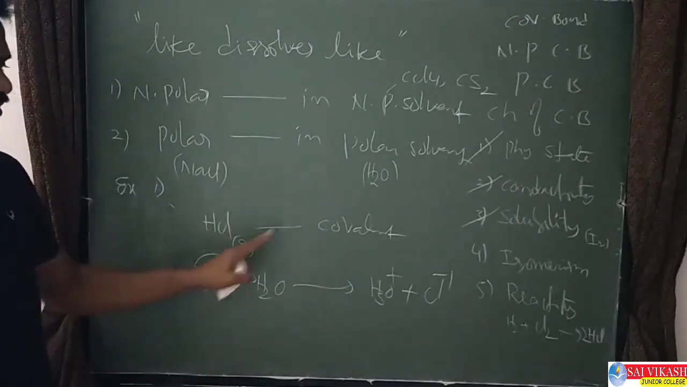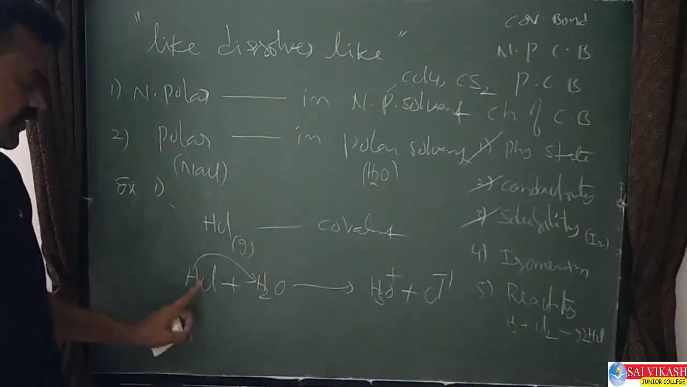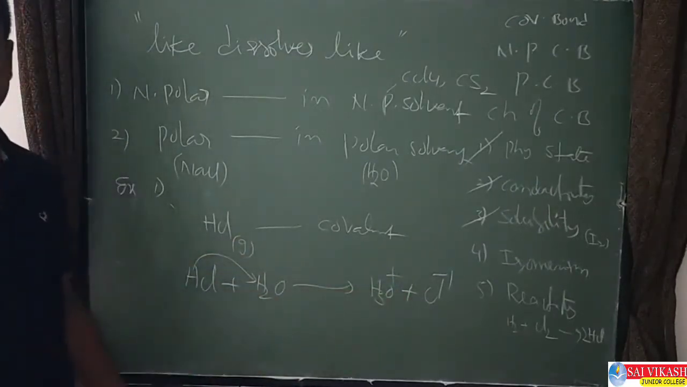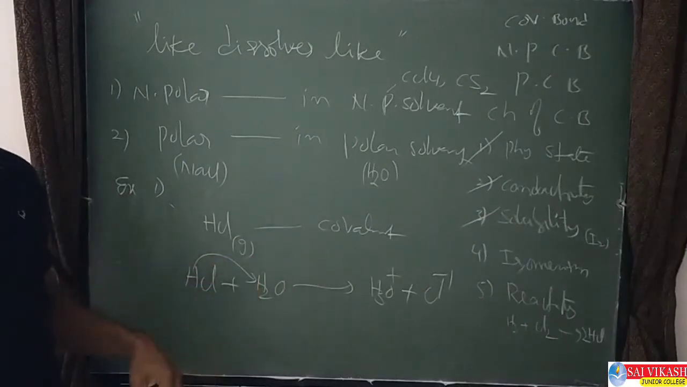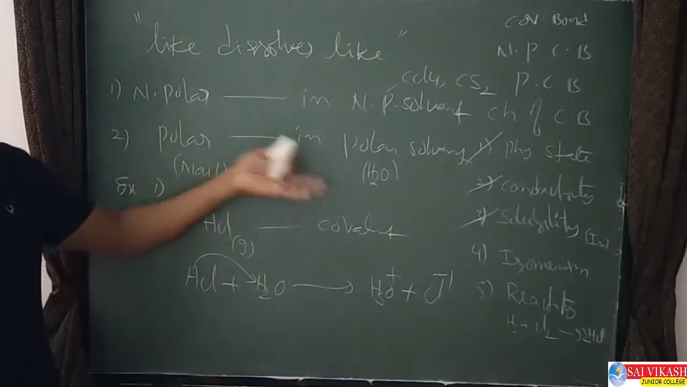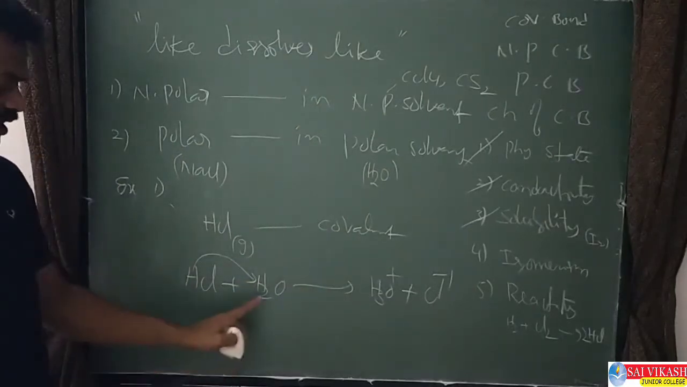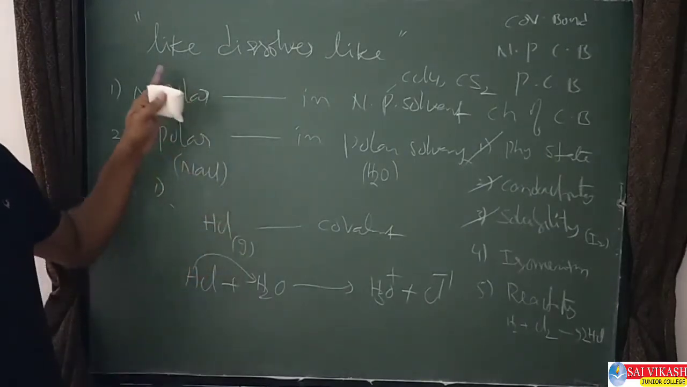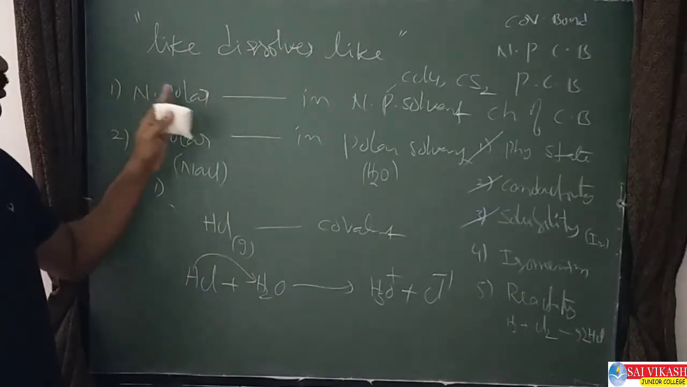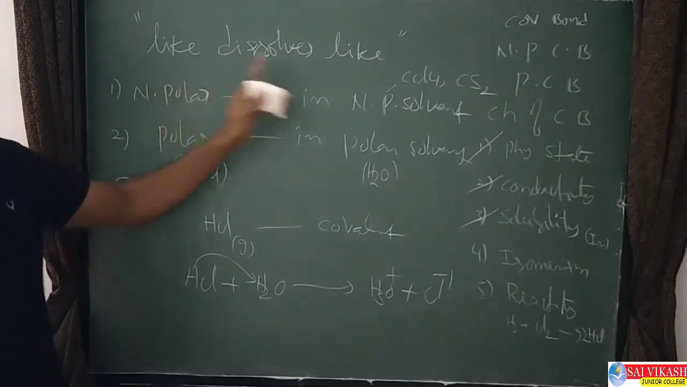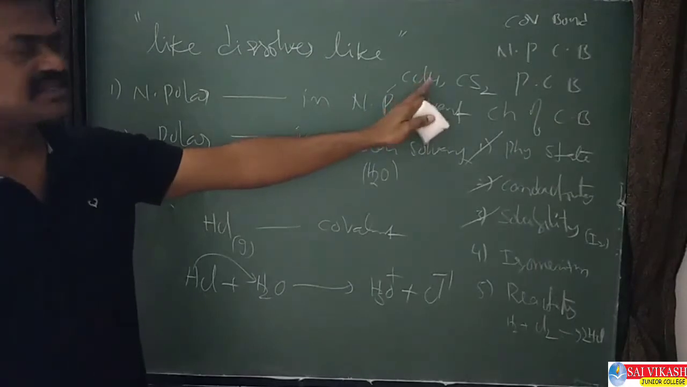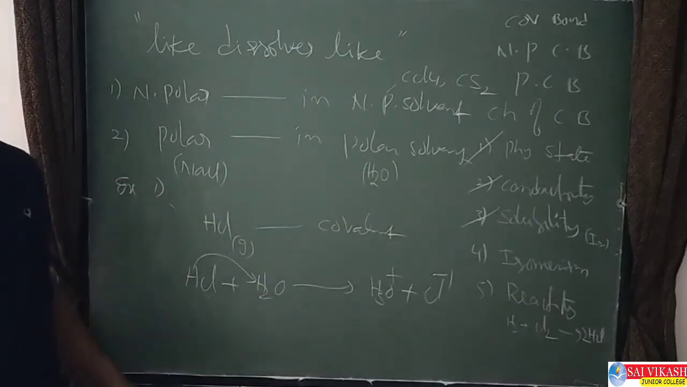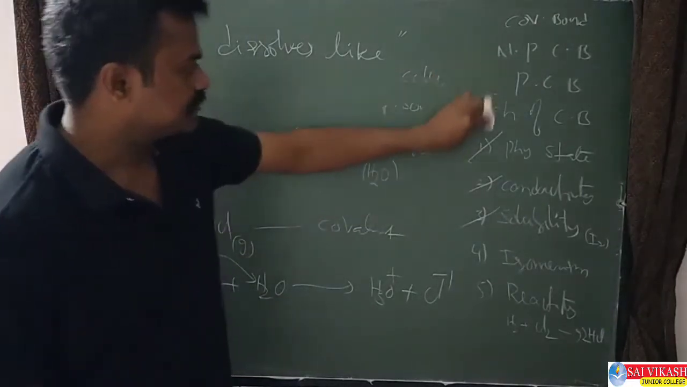If HCl is in the gas state, it is available as a covalent compound. If HCl is present in water, it ionizes and becomes a polar compound. So some compounds are like that. It means the solvent taken also plays a very important role. Here, if it is water, then HCl becomes a polar compound. So like dissolves like means non-polar compounds like pure covalent compounds are soluble in non-polar solvents like CCl4 and CS2. Polar compounds like NaCl are soluble in polar solvents like water. This is about solubility.